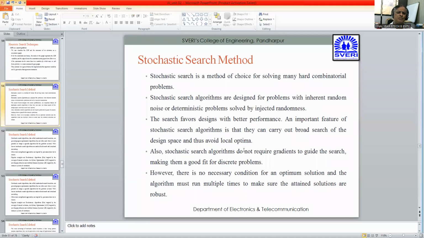So stochastic search is a very good method that could be used where there is no necessary condition for an optimum solution. This is the most important line. Otherwise, the earlier search methods we have seen were actually going for the optimum solution. But here there is no necessary condition for the optimum solution. So that is the difference between stochastic search and the earlier search we have seen, which may be informed, uninformed, or heuristic search.